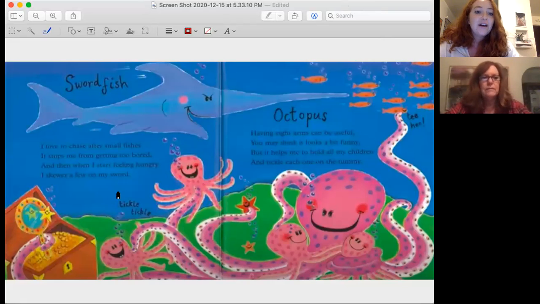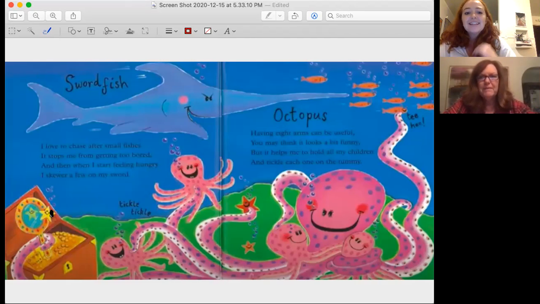Okay, so it says swordfish. I love to chase after small fishes. It stops me from getting too bored. And then when I start feeling hungry, I skewer a few on my sword. Do you want to try? I love to chase after small fishes. It stops me from getting too bored. And then when I start feeling hungry, I skewer a few on my sword.